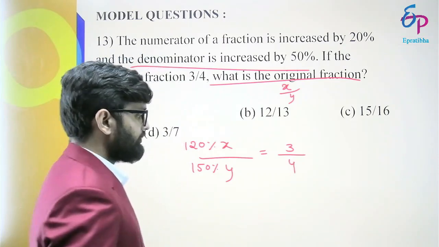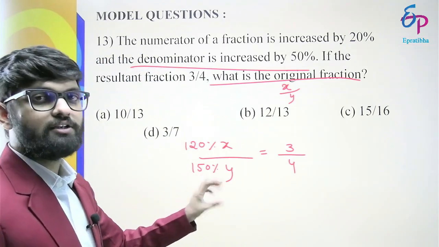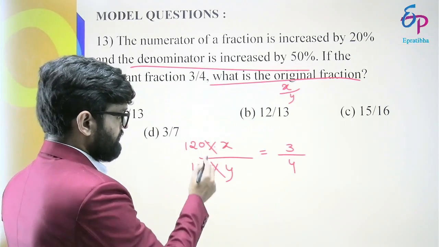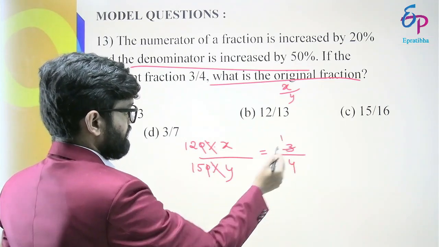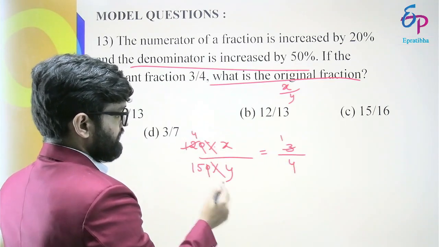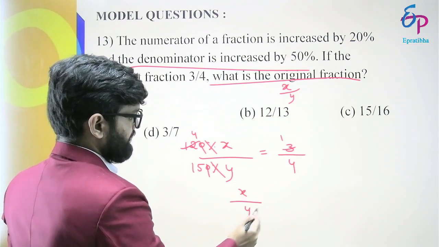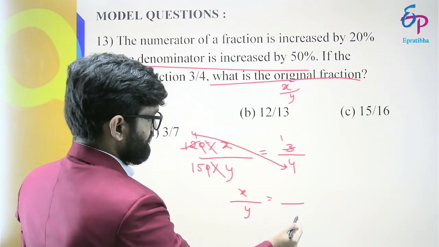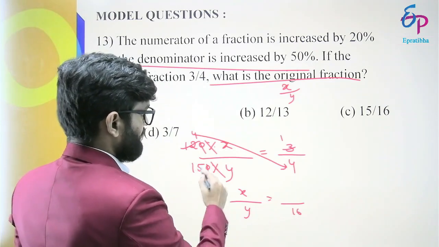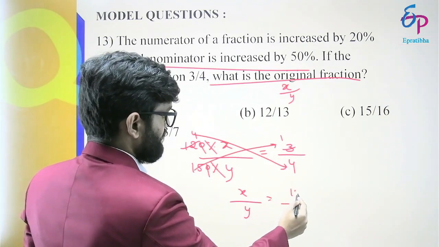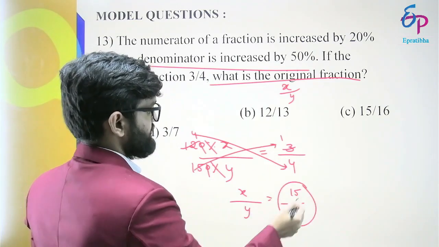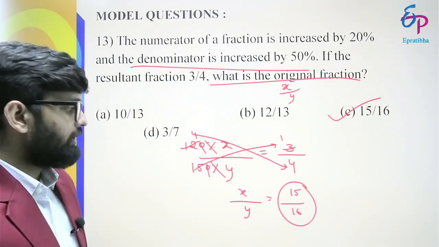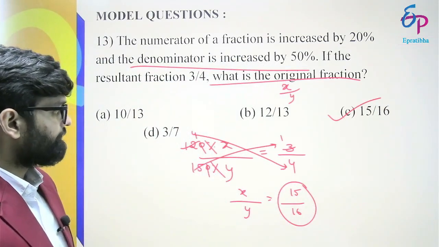3 by 4. What is the original fraction they are telling? They are asking us to find out what is x by y. How to solve? Percentage gone, 0 0 gone, 3 1s are 3, 4s are. So x by y I will keep it like that only. I will take this 4 here, 4 4s are 16, and 15 will go here, 15 1s are 15. So answer is what? 15 by 16. Where is it? Option C is correct.